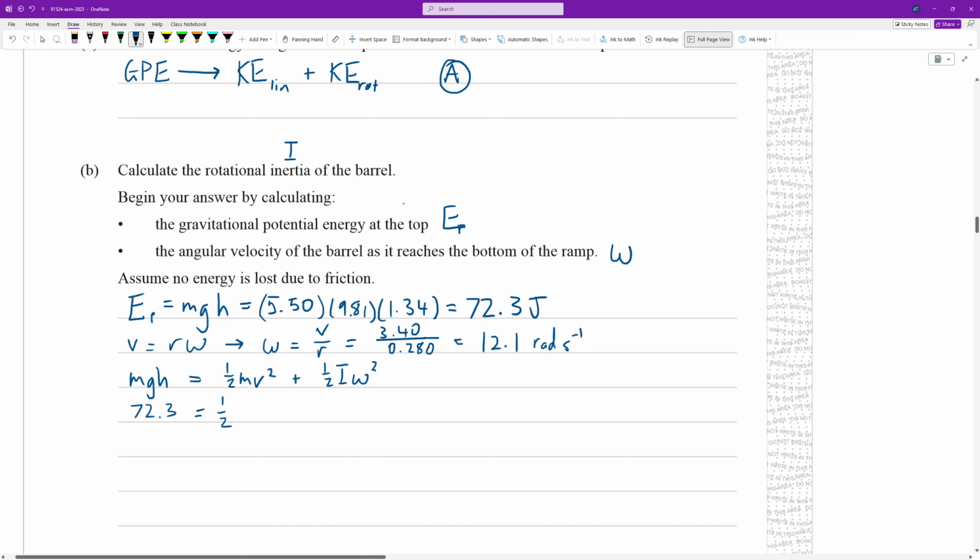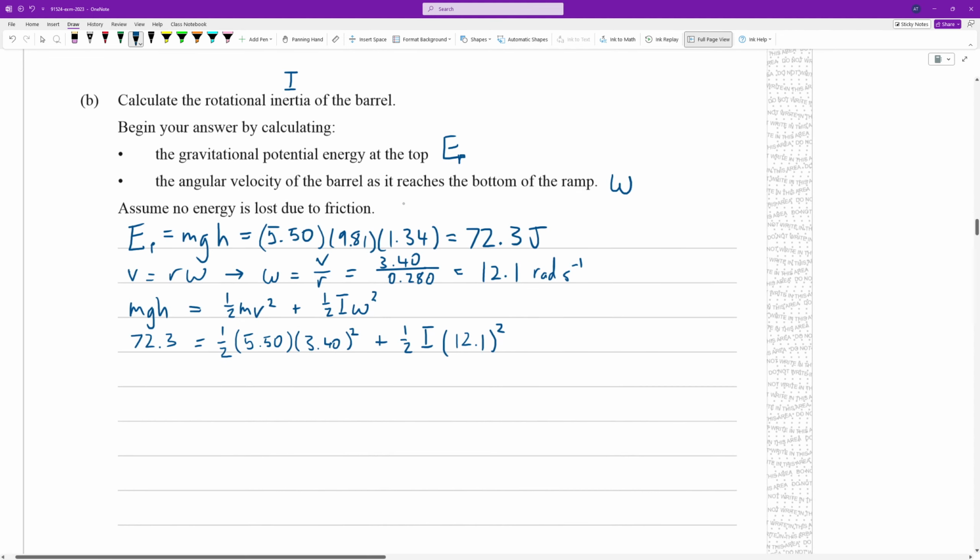Substituting in mass, which was 5.50, linear speed, which was 3.40 squared. So this is the linear kinetic energy, but it also transformed into rotational kinetic energy, which is half times inertia times angular velocity, 12.1 squared. Now we have one equation with one unknown being the inertia. So let's just simplify that.